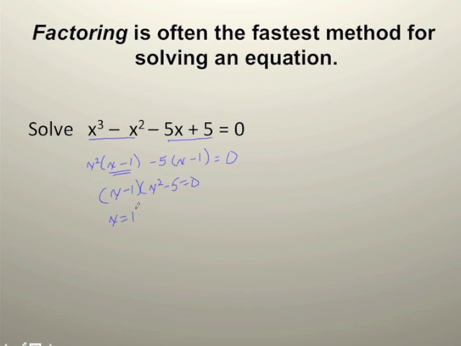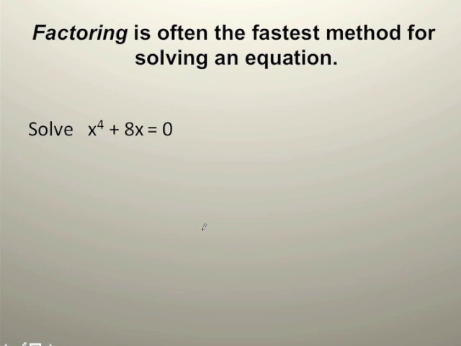So x equals 1 and x squared will equal 5, so x equals plus or minus the square root of 5. Again, it's x cubed. I've got 3 roots. This one's only 2 terms. Now, the first thing I always do look at is notice there's an x in both of these. So now I have x times x cubed plus 8 equals 0.